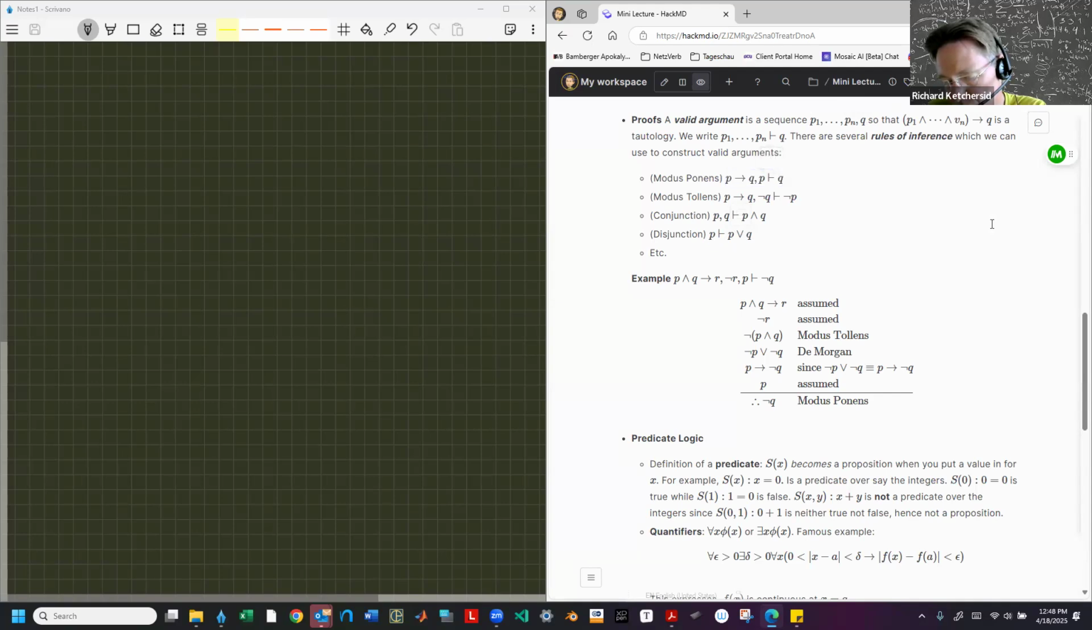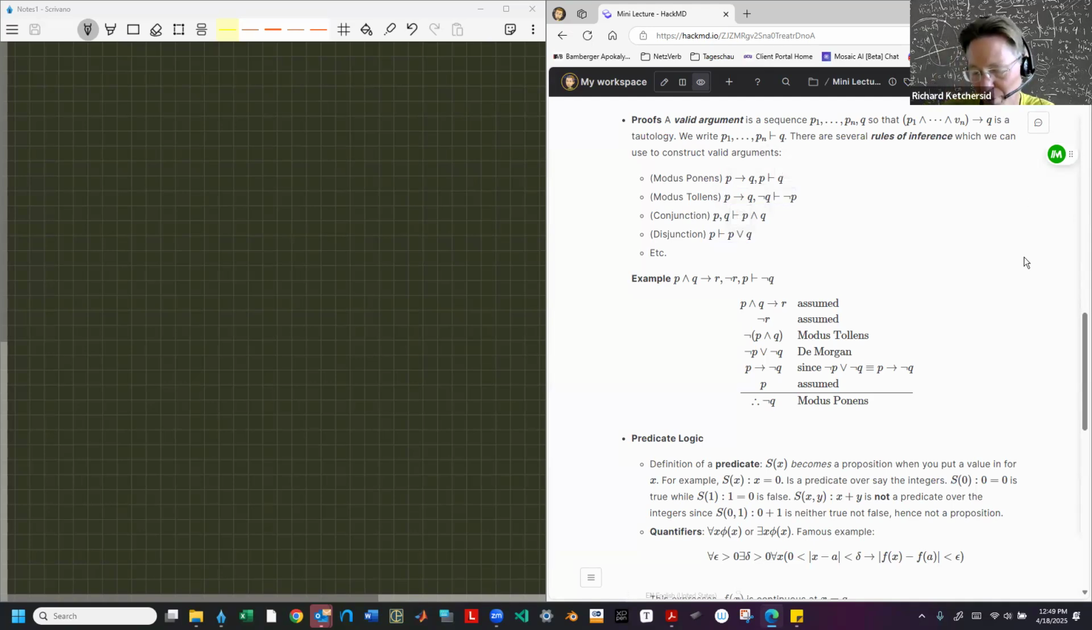But modus ponens is a big one. If I have P implies Q and I also have P as my hypothesis, then I get to prove Q. In other words, P implies Q is true, P is true, so Q has to be true. So this is a valid proof technique. Modus tollens is kind of the opposite. If P implies Q and not Q, then I also know not P, because it can't be the case that P is true and P implies Q, and yet not Q is true. Conjunction: if I have P and Q, then I get to say P and Q. If I have P, then I get to say P or Q for any Q. I get to introduce Q there in a way.